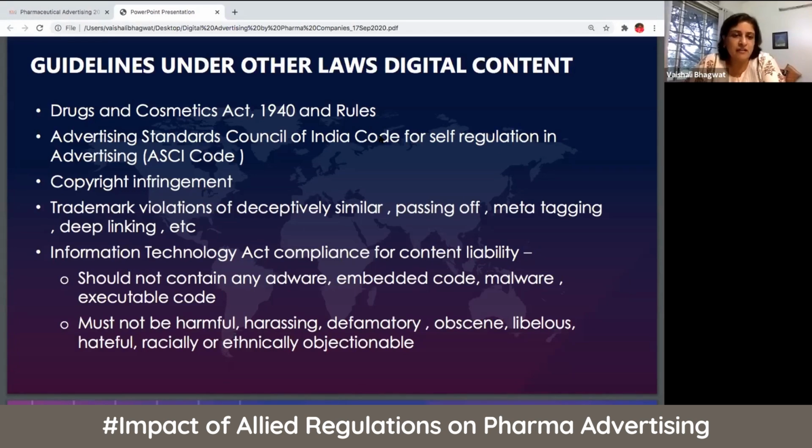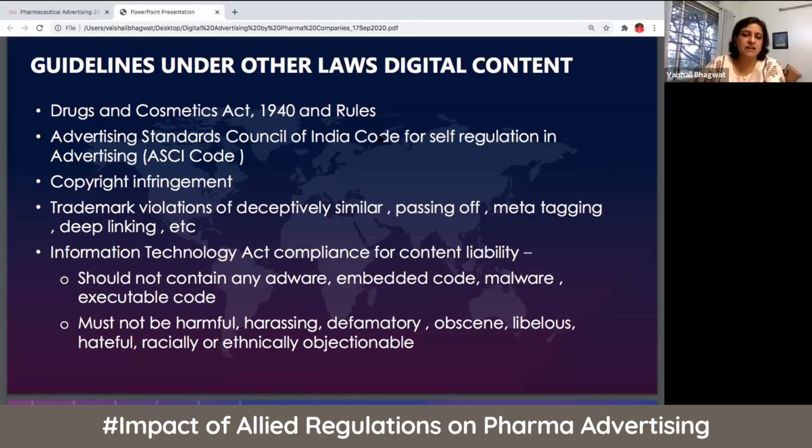Another thing that also needs to be seen is the content, so we call this content liability. I won't spend much time on it, but what simply needs to be understood is that you have to ensure the content is not harmful or harassing or defamatory in any manner, obscene, hateful, racially or ethnically objectionable. And now there is also a lot of talk about including the word gender, so that it is not misogynistic, it does not misrepresent women in an objectionable manner. All that will be introduced.